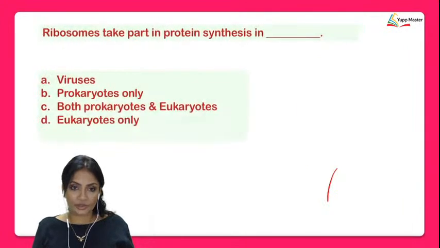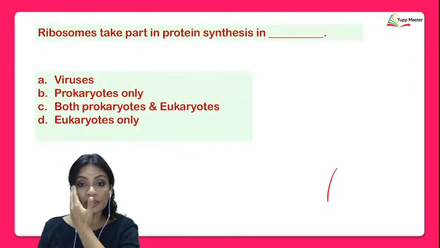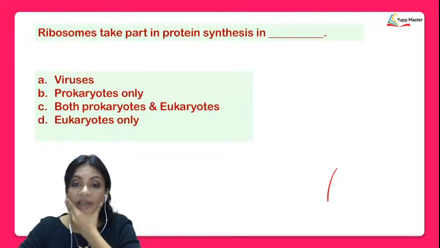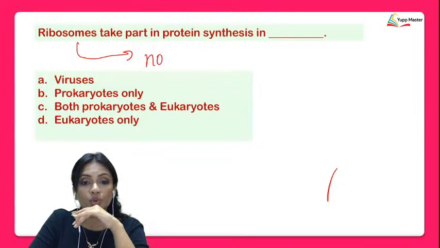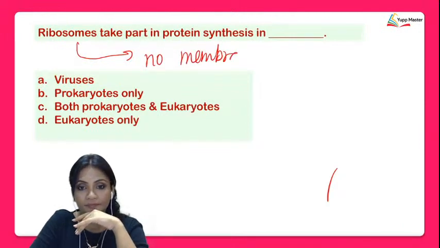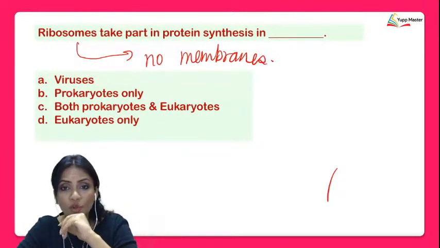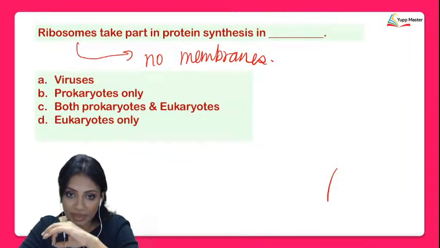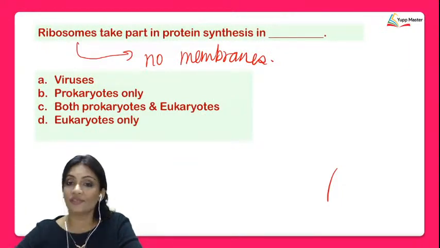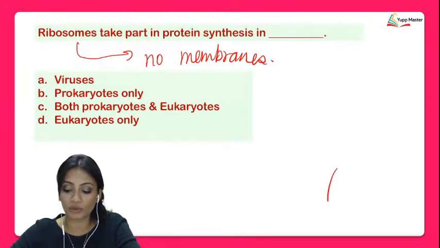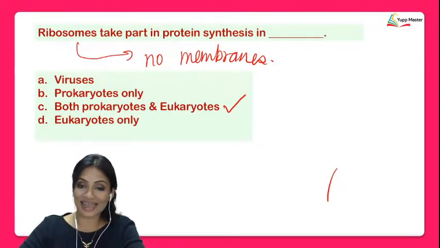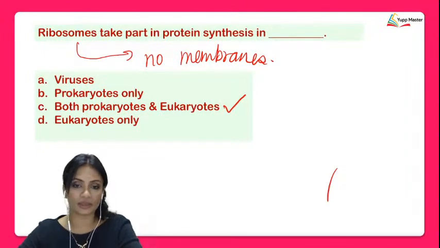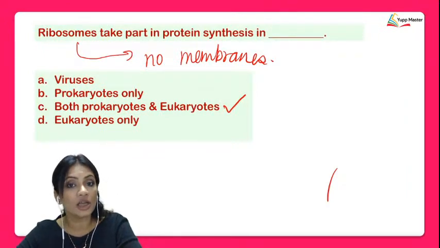Next question. Ribosomes take part in protein synthesis in, tell me, ribosomes. First of all, these are cell organelles which have no membranes. If they have no membranes, they are going to do the work of protein synthesis, but where are they found? Remember, they are found in both prokaryotes as well as eukaryotic cells. Ribosomes are found in both. They do exactly the same function in both of the cells, prokaryotes as well as eukaryotes.